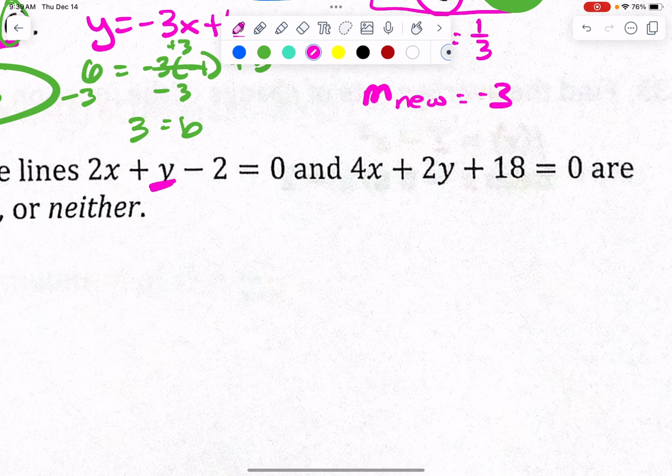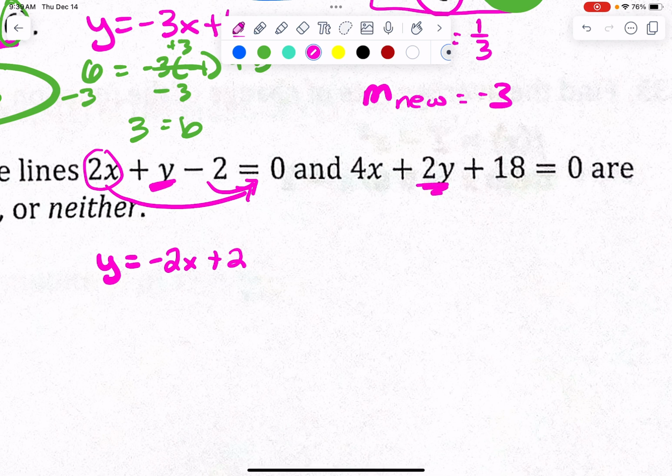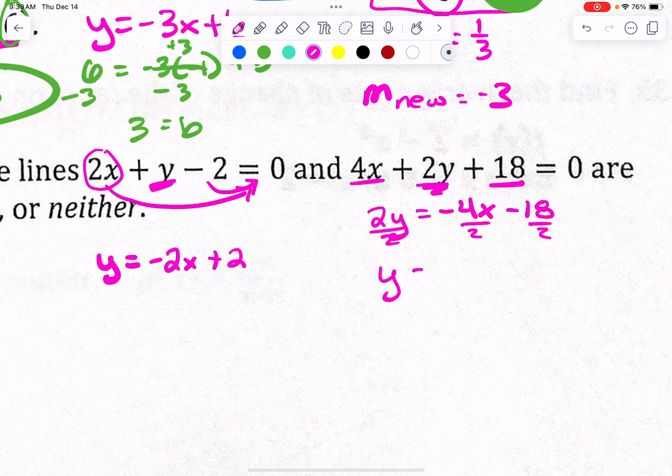So if I solve for y, you guys are big kids, I'm going to kick this and this to the other side at the same time. If this was an algebra class, I would do this slower. But I'm going to kick those both to the other side. 2x, if I kick it to the other side, is going to be negative 2x. Minus 2 is going to become plus 2. So that's my first one. Now I'm solving for y here, but I'm going to get 2y by itself. If I kick these to the other side, they will be negative 4x minus 18. I'm going to move those both at the same time. Then I divide by 2. So y equals negative 2x minus 9.